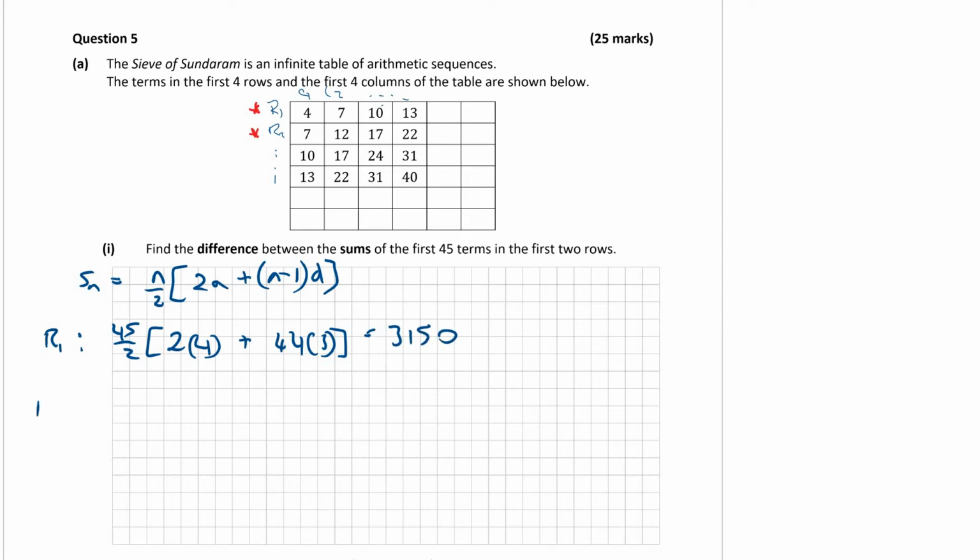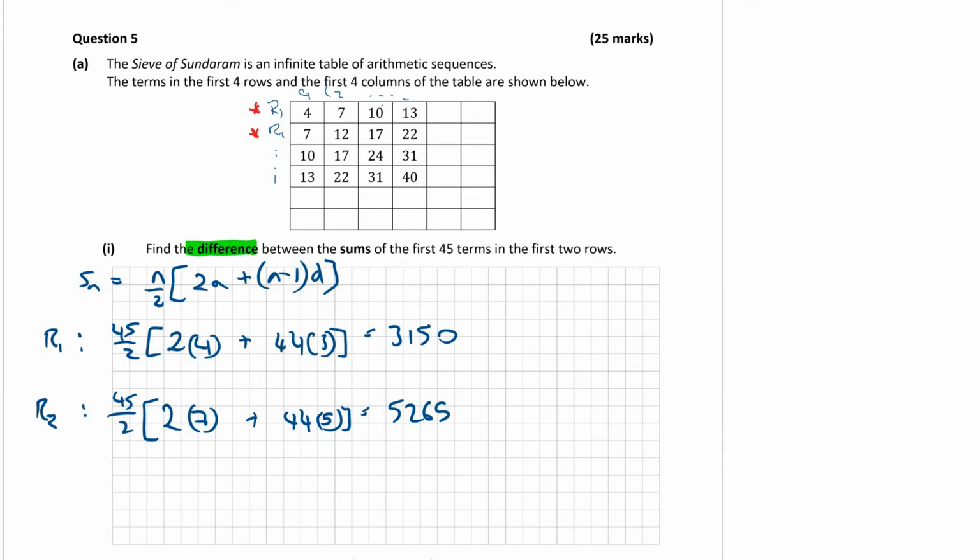3150. And for row 2, the sum of the first 45 terms, we just do the same formula, except now we're starting with 2 times a, we start with 7, plus 44 again, because it's n minus 1, times the difference. And in here, the difference between 12 and 7 is 5. So again, we just plug that into the calculator and we get a result of 5265.